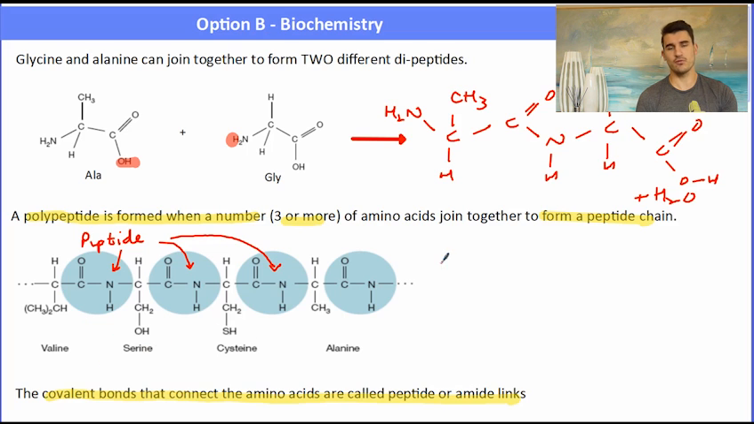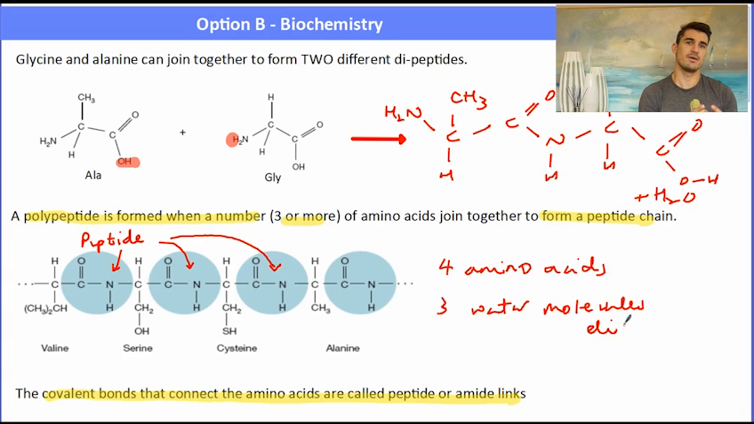If we combine 4 amino acids, how many water molecules would be eliminated in the process? It would be 3. There's always 1 less water molecule eliminated than there are amino acids. So you can remember it's like an N-1 situation.